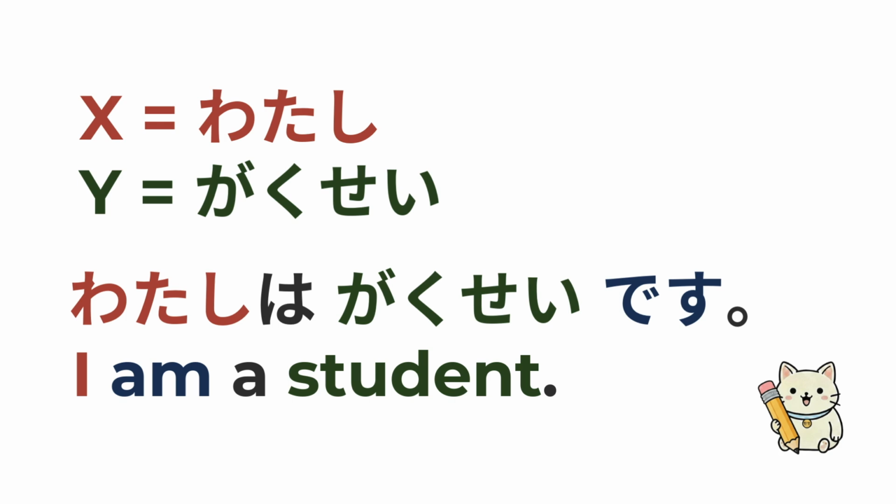Now, let's use the rule in a sentence. To say, I am a student, we start with 私, for I. 学生 means student, and we finish the sentence with です. Altogether: 私は学生です。 Notice the colors matching the English words.